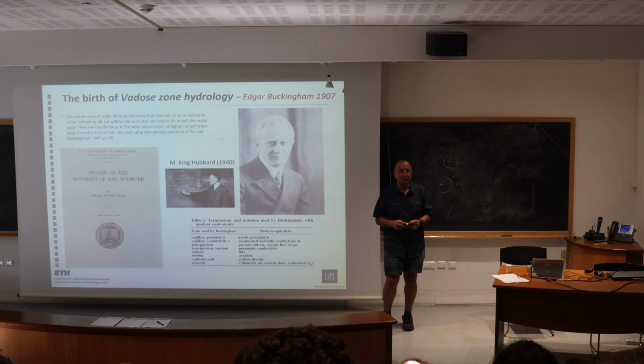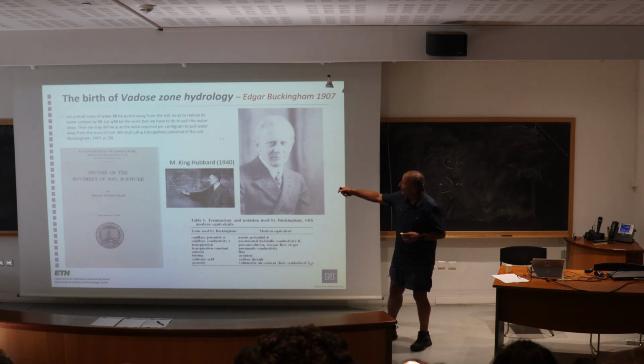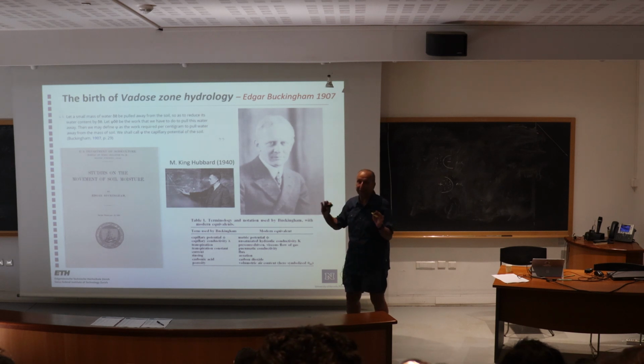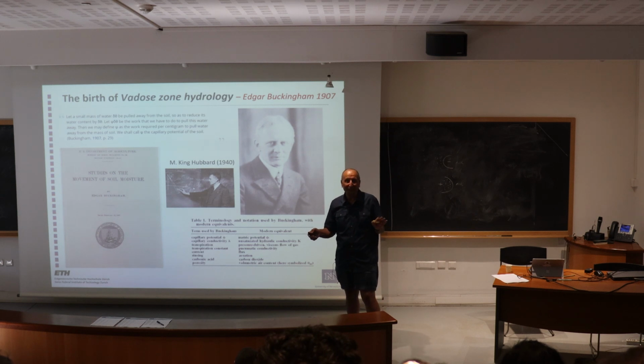that Buckingham in 1907, and if you read the language, it's actually beautiful. It's a quotation from his paper from 1907, saying: let a small mass of water, delta theta, be pulled away from the soil so as to reduce its water content by delta theta, obviously. Let psi delta theta be the work that we have to do to pull this water away. Then we may define psi as the work required per centigram to pull water away from the mass of soil. We shall call psi the capillary potential of the soil. So it cannot be clearer than this.